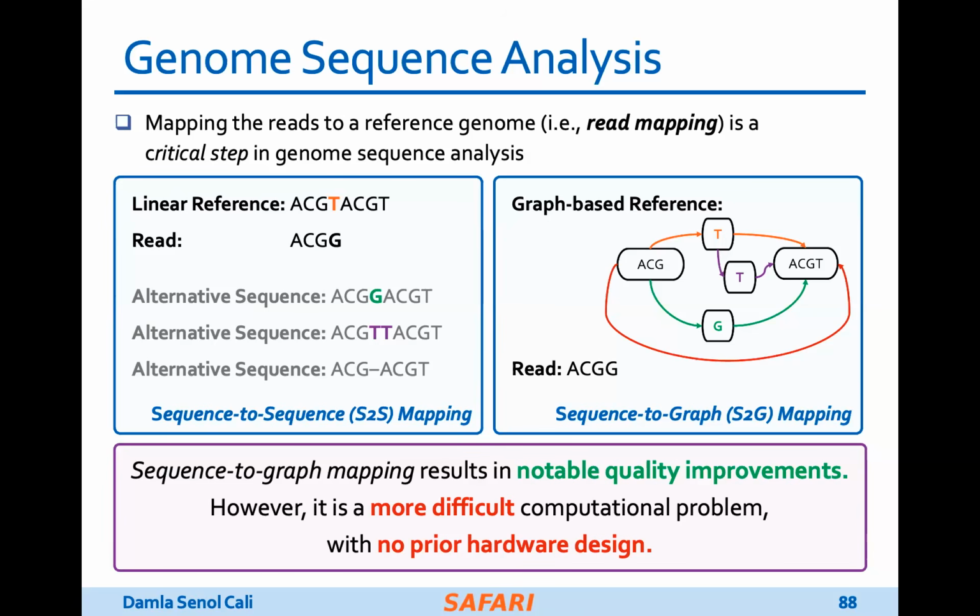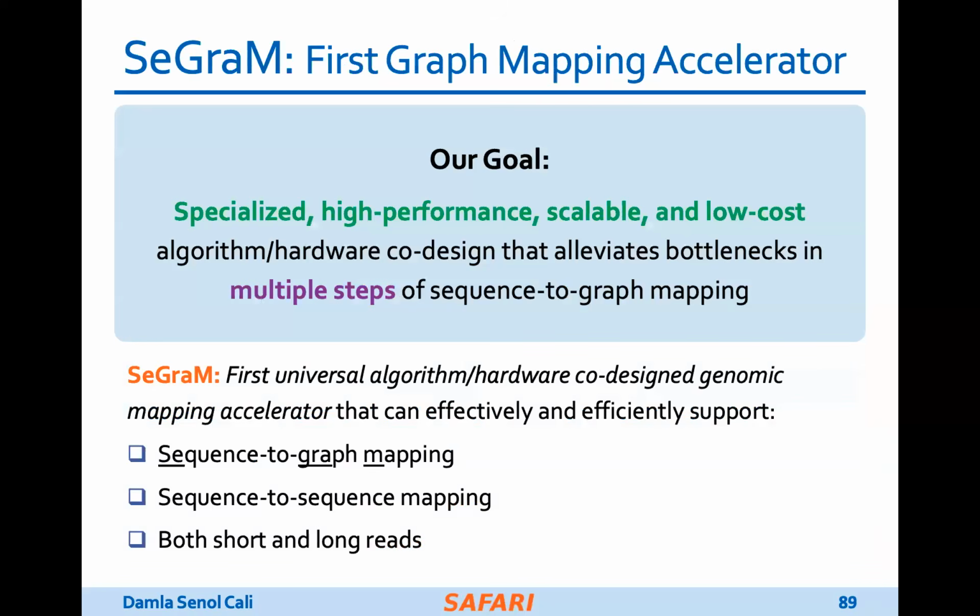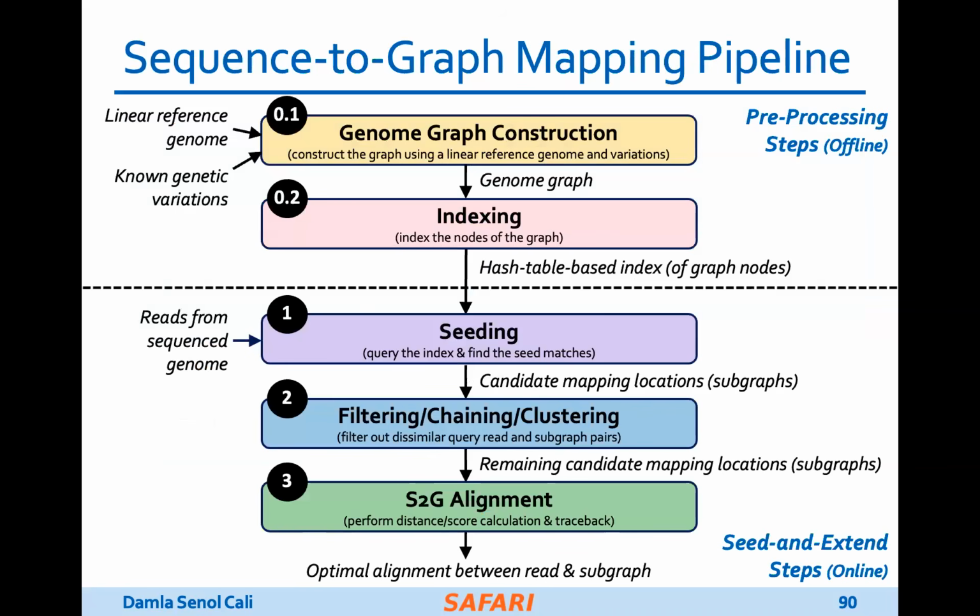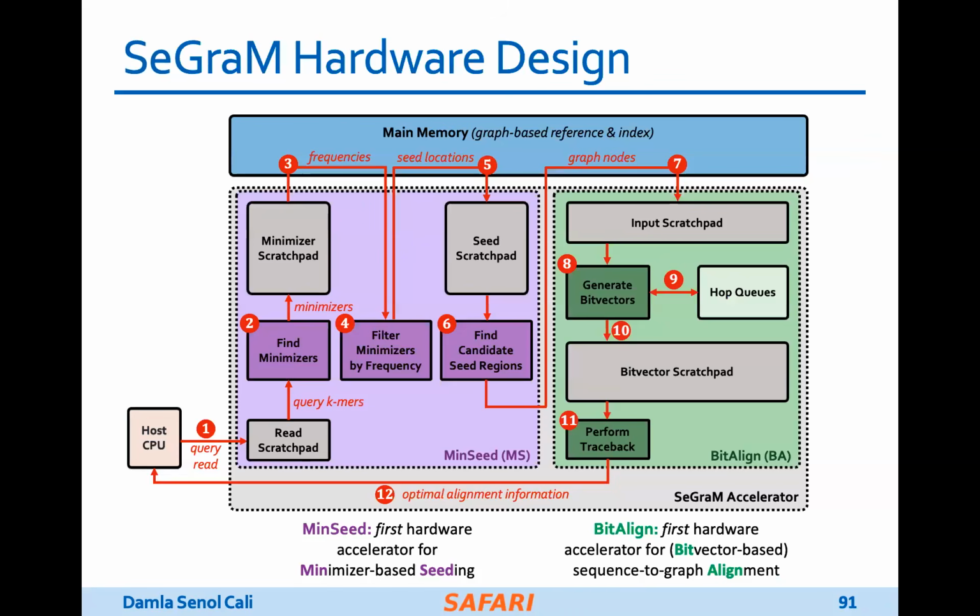Now the problem becomes more complex because you're not mapping a read to a linear reference, but you're trying to map a read to a graph-based reference. And I think the future is actually graph-to-graph alignment, which is interesting, but we'll talk about that maybe a couple of years later. Okay, so basically we wanted to accelerate this, and we designed again another approach that's an algorithm-hardware co-design to accelerate sequence-to-graph mapping, but we cannot ignore sequence-to-sequence mapping, and we wanted to actually cover both short and long reads. Again, you can read the paper for more detail, but in the end, you need to design an accelerator.